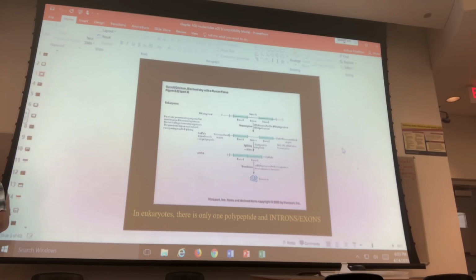We attach what to the tail? A poly-A tail, and we attach what to the head? A 5' G cap. Those are key features of eukaryotic mRNA that prokaryotic mRNA does not have.